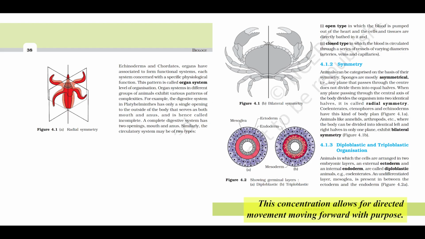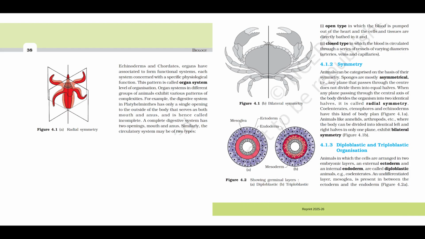This concentration allows for directed movement, moving forward with purpose. It's highly advantageous for actively searching for food, escaping predators, or exploring new environments. So bilateral symmetry allows for more directed movement and the development of a head, while radial symmetry offers that multi-directional sensing.